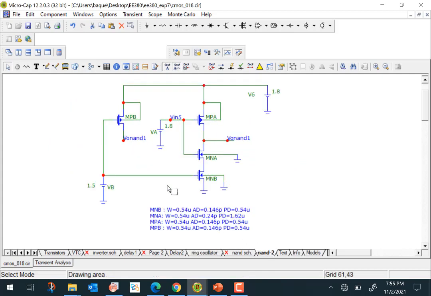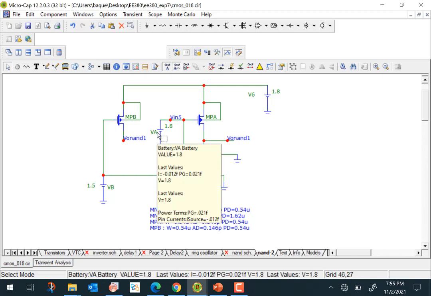So for example, we have made a 2-input NAND gate here. So these are the NMOS transistors in series, and these are the 2 PMOS transistors, A and B, connected in parallel here. And this is the input B here, which goes to this transistor here, and this is the input A here, which goes here.